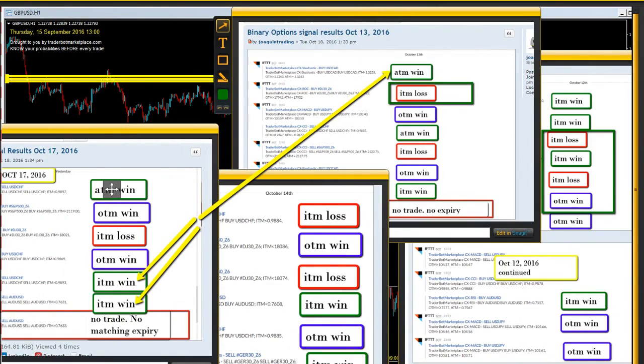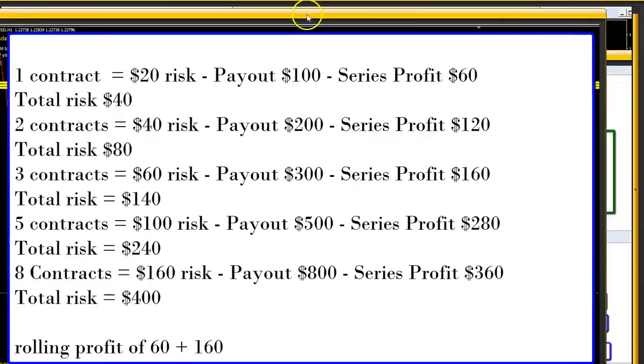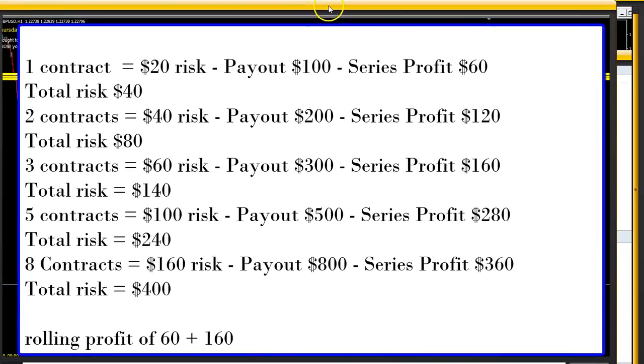Let me write this in here. Rolling profit of 60 plus 160. Okay, there we go. Now, continue doing that. Wait for a series of about 3 losses. Well, we don't have any more here, but you can go do the math. Okay, so here we go.